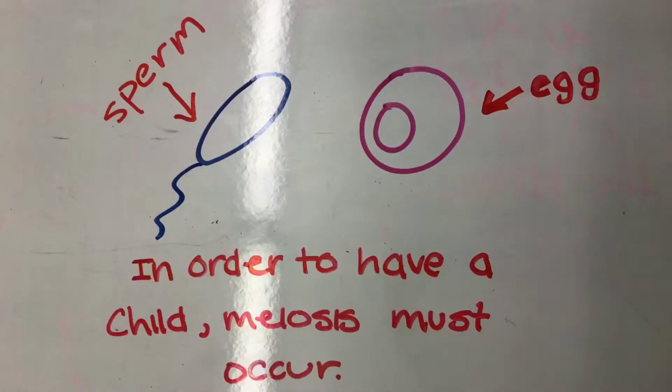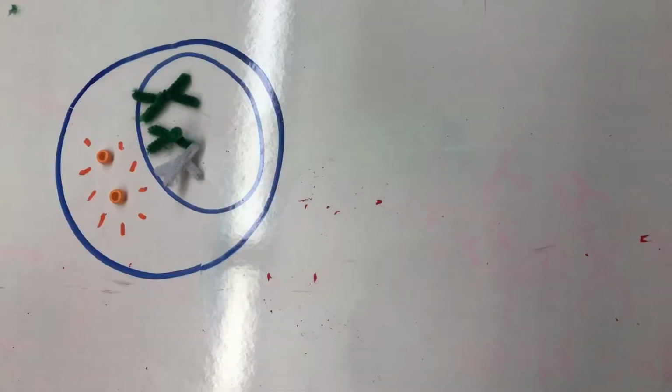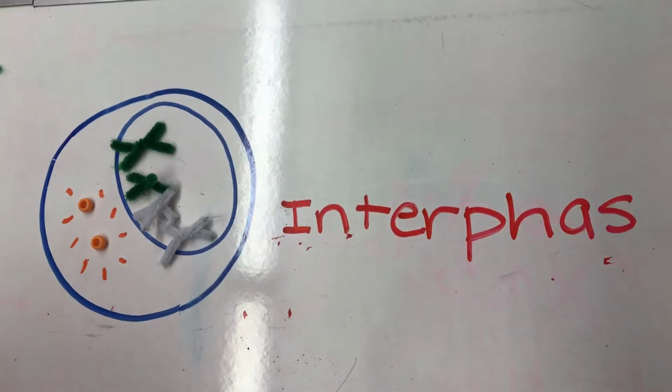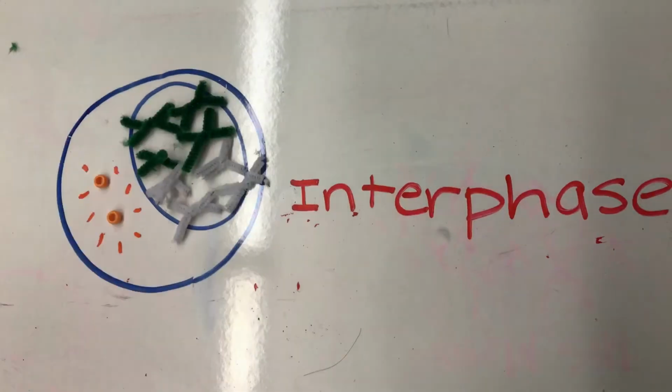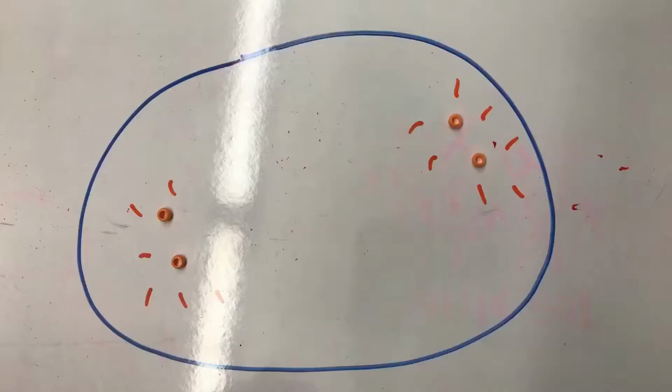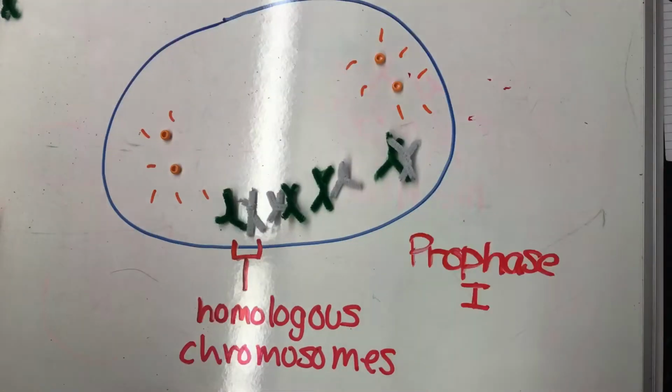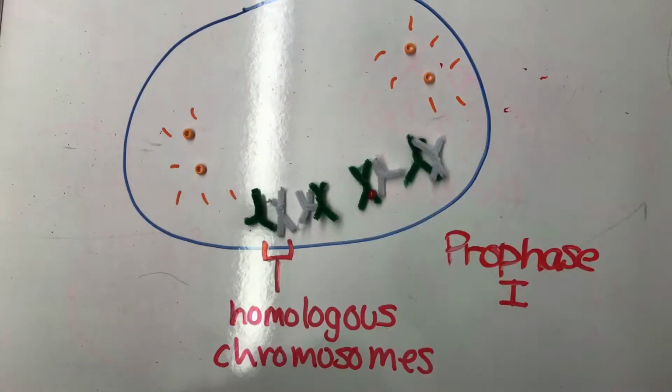The first phase of meiosis is interphase, and this is where DNA replicates. Note that interphase does not occur before the second part of meiosis. The second phase is prophase 1, and those are the homologous chromosomes right there. They're basically just similar chromosomes, and during this phase, the chromosomes cross over to create genetic variation.